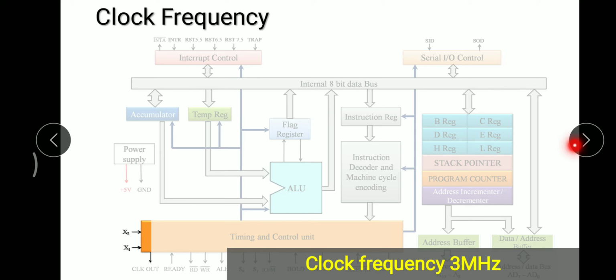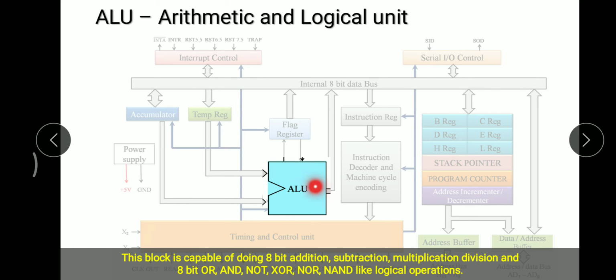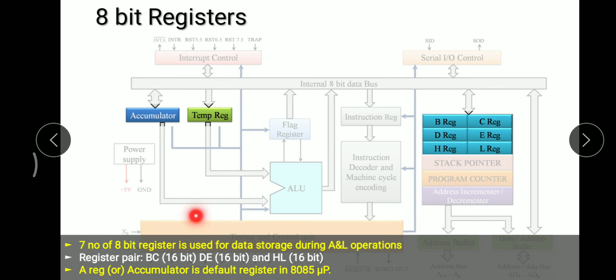Now the arithmetic and logical unit. See, this is the ALU symbol. This block does a number of arithmetic operations and logical operations. Very important unit. Next one, 8-bit registers. There are 7 8-bit registers called B, C, D, E, H, L and accumulator. The temporary register is not in our hands, which means with the help of programs you can use B, C, D, E, H, L and A register, but you cannot use the temporary register.